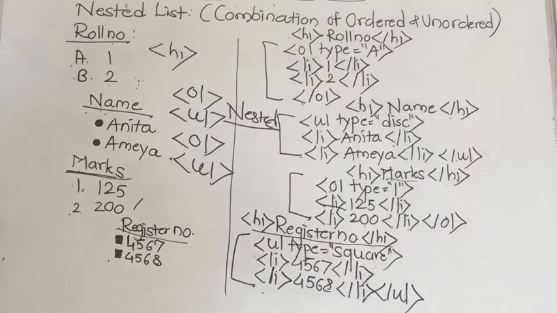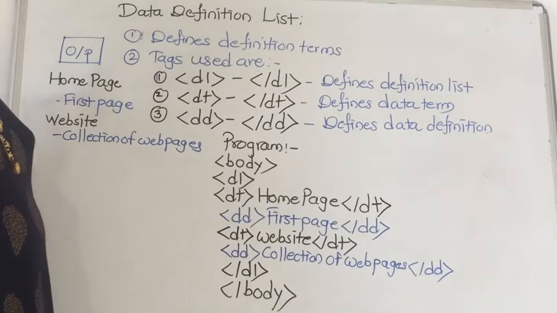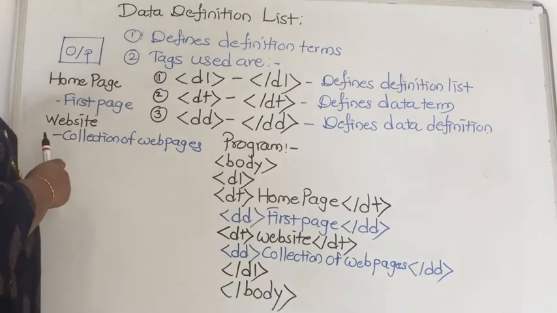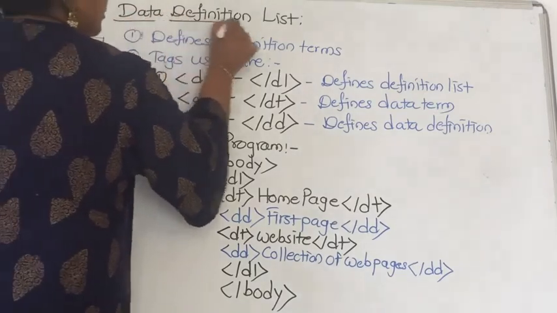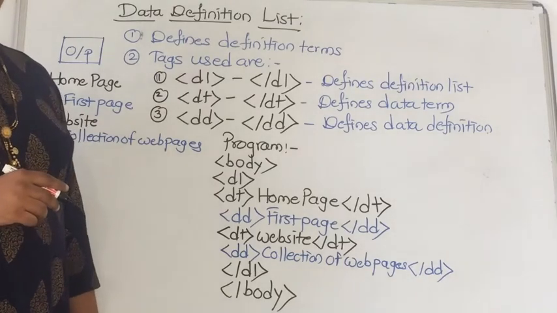So let's solve more examples on this one. Now we have seen ordered list and unordered list. Now the next type of list is a data definition list. Now what is the use of data definition list? It defines the definition terms.